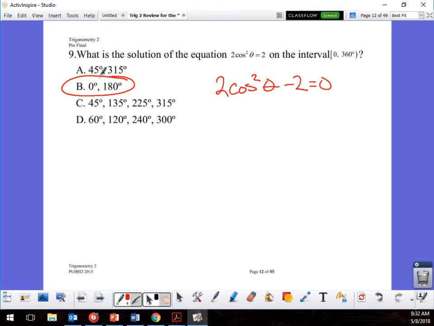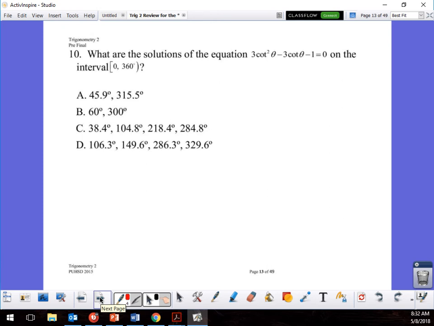Questions, concerns? Okay, let's keep going. What are the solutions of the equation here? This is another good one right here. This one is already equal to 0. So I want you guys plugging this one in right now, please.